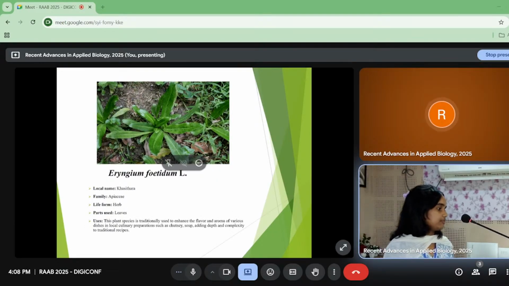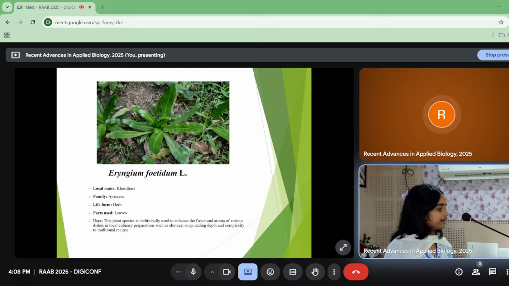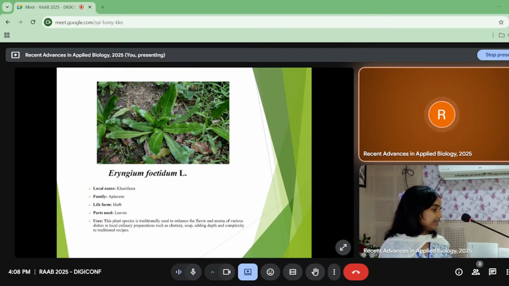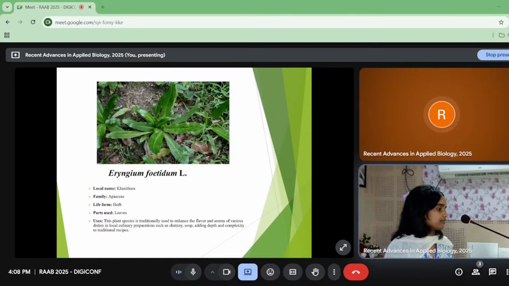Another species name is Eryngium foetidum. This plant species is traditionally used to enhance the flavor and aroma of various kinds of curries or dishes in local culinary preparations, such as all kinds of chutneys, adding depth and some complexity to traditional recipes.